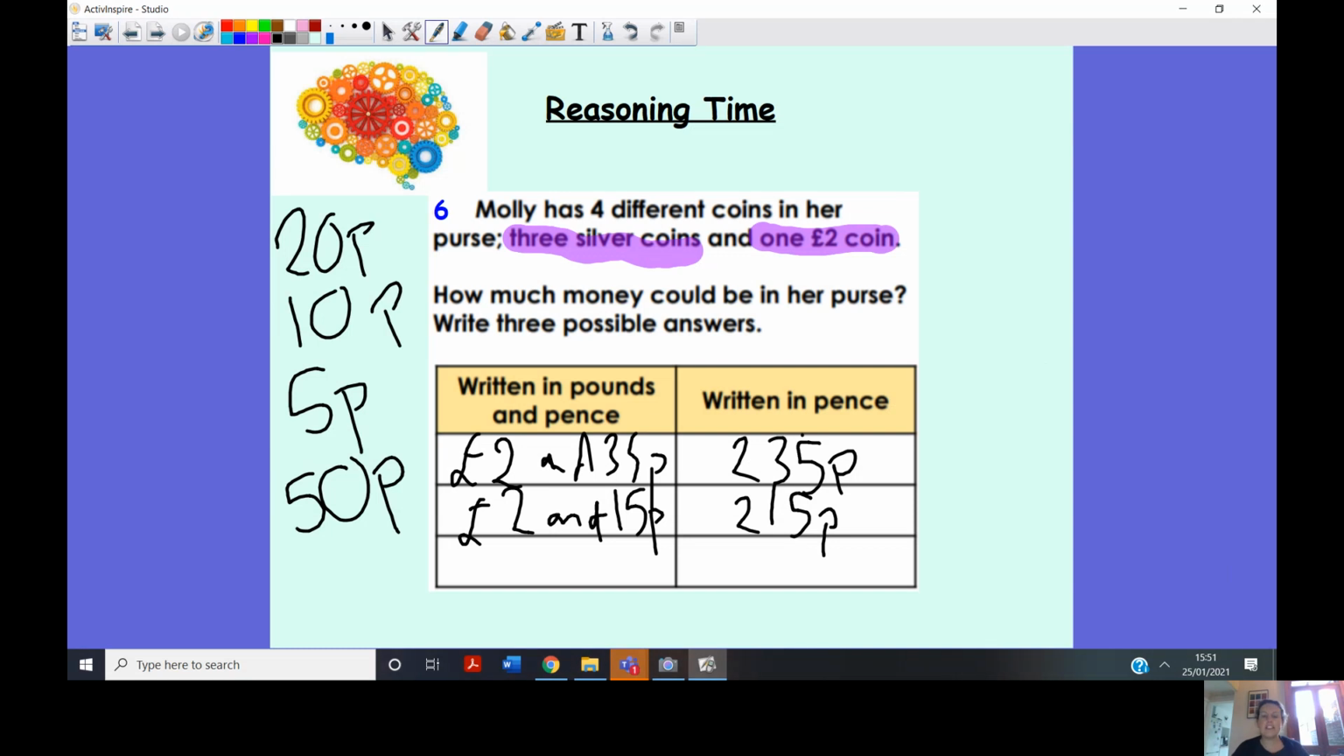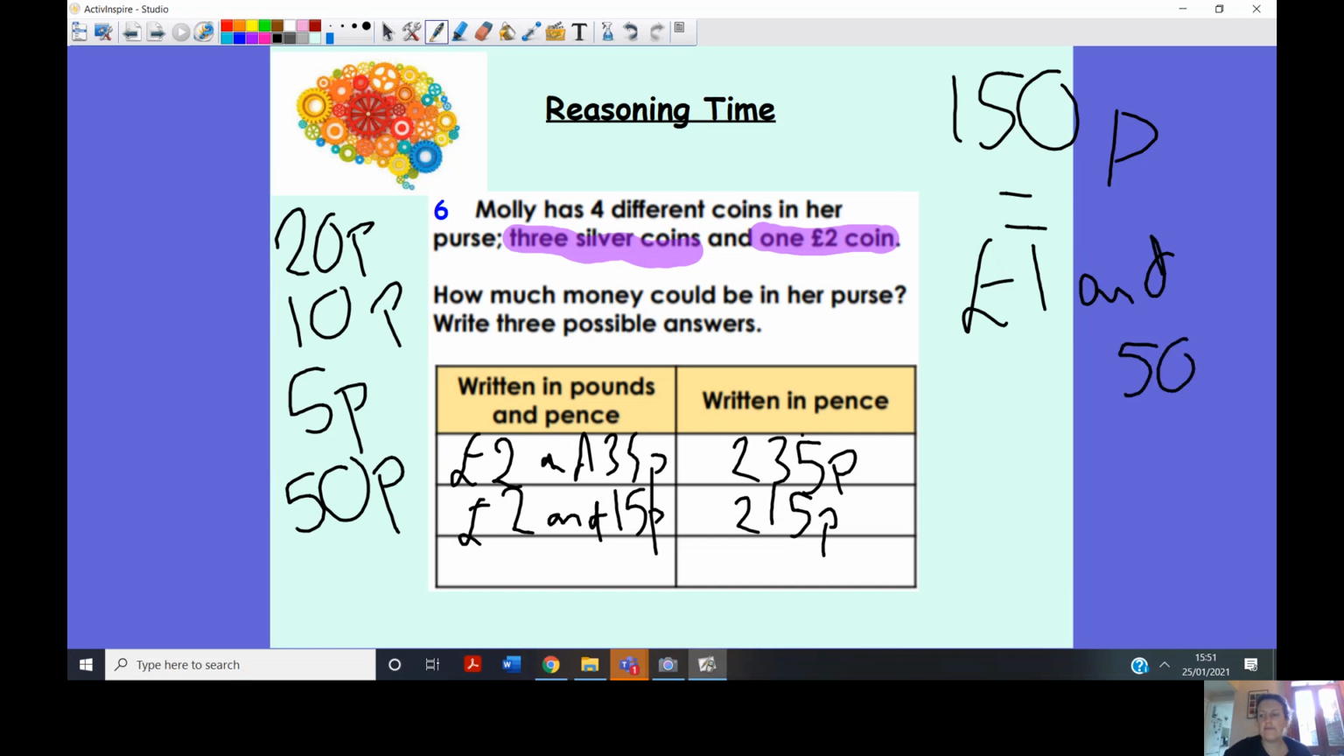Oh, that's not how we would say it. We would say it as £3 and 50 pence, because 150 pence is the same as £1 and 50 pence. So we'd say £3 and 50 pence, or 350p? Good.